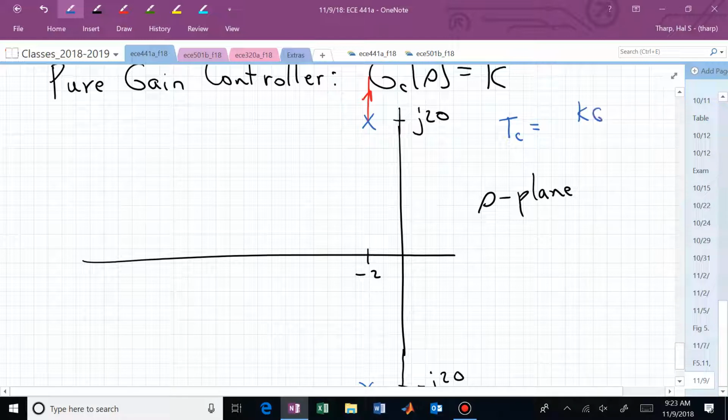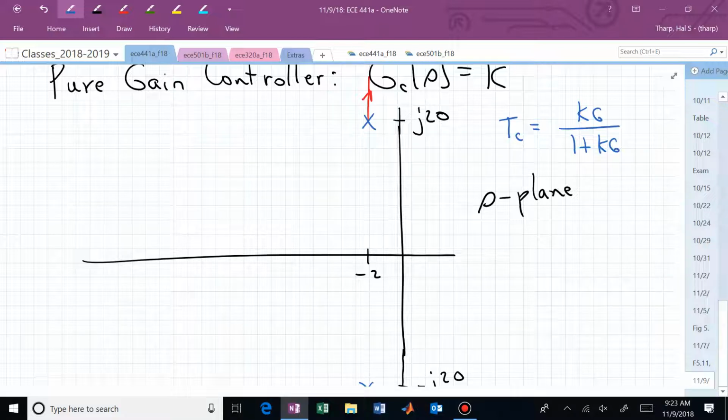So here we have kg over 1 plus kg, and we've now sketched what 1 plus kg looks like as we adjust k from 0 to infinity. We just go up in vertical direction or down. What's the settling time? Does it vary as I adjust k? No, I'm stuck right at minus 2 for sigma, so my settling time is 2.